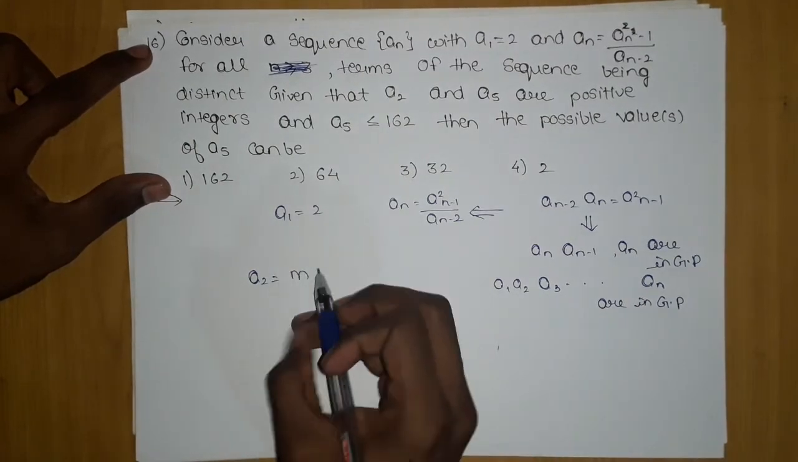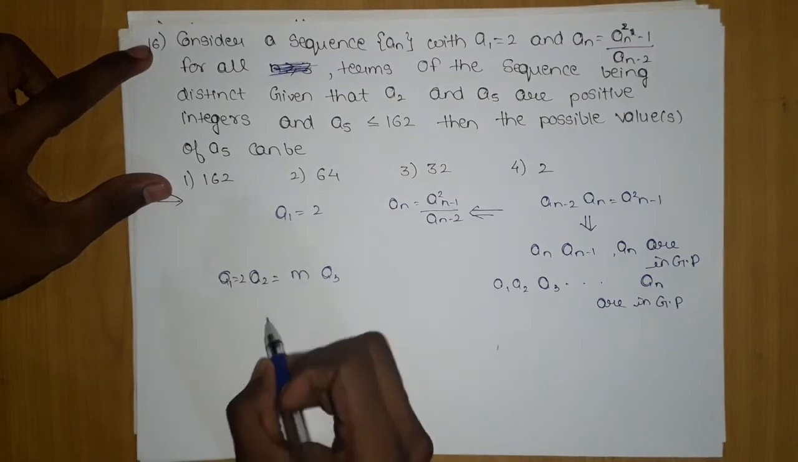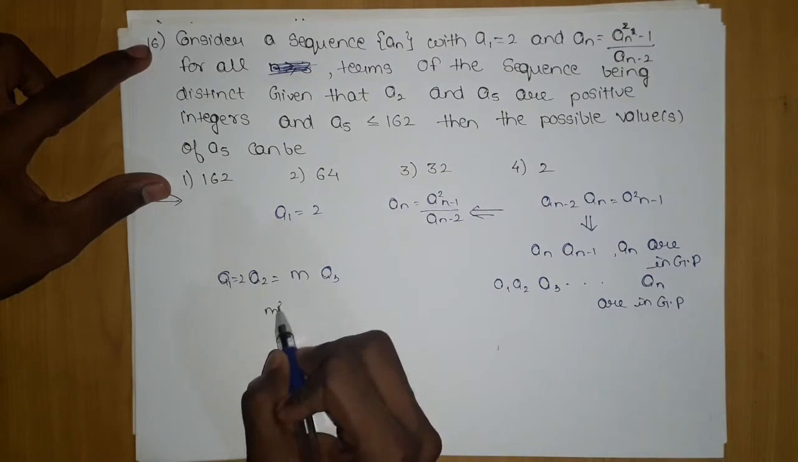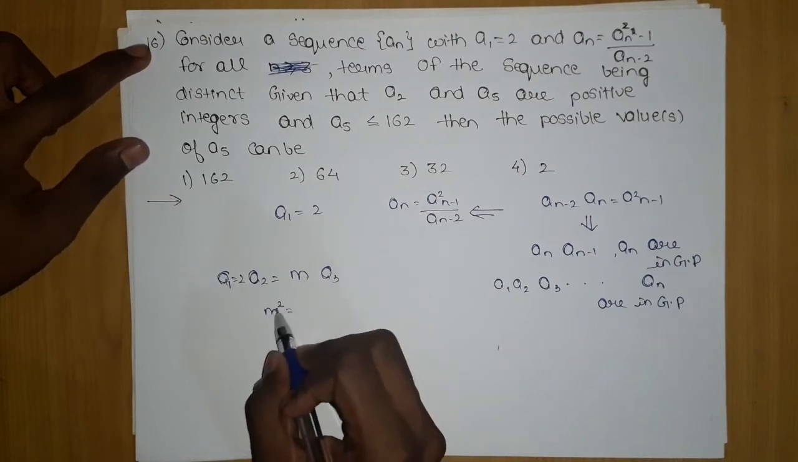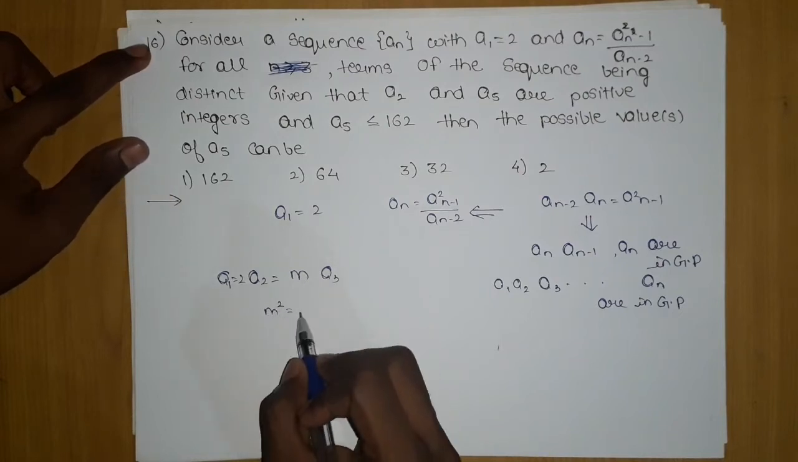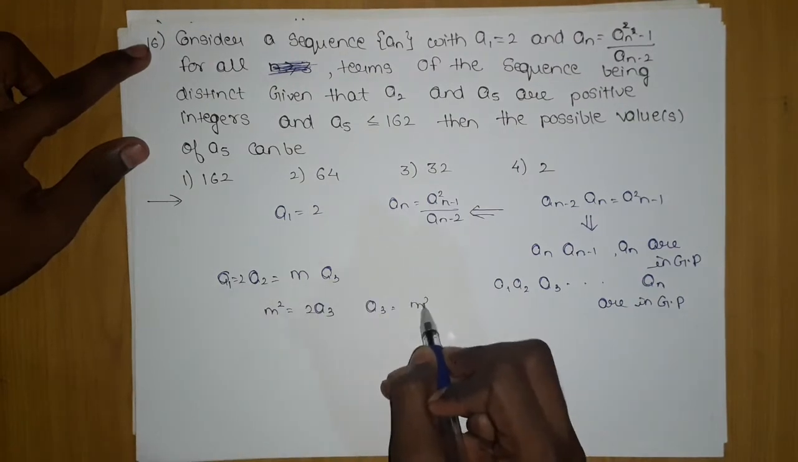So if I consider a1, a2 = m, a3, and take a1 as 2, then according to this condition m square should be equal to 2 into a3. I get my a3, which is nothing but m square by 2.